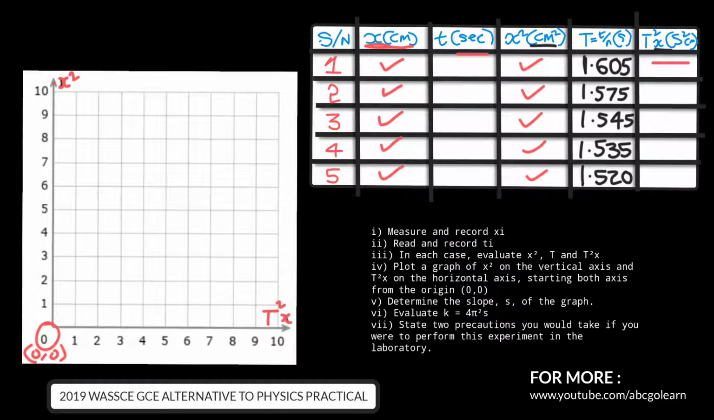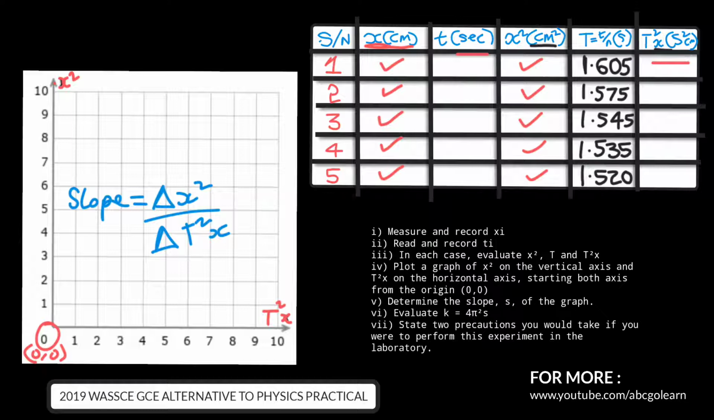Now we'll move to the next question, which will be for us to determine the slope. I know you should understand that any slope, even in mathematics, is the change in the vertical axis over the change in the horizontal axis. So let me write that out. Slope is the change in the vertical axis over the change in the horizontal axis. If you check this very vertical axis, it is x square, right? So that would be the change in x square over the change in the horizontal axis, which is t square x. You understand? So you write t square x. So that's the change.